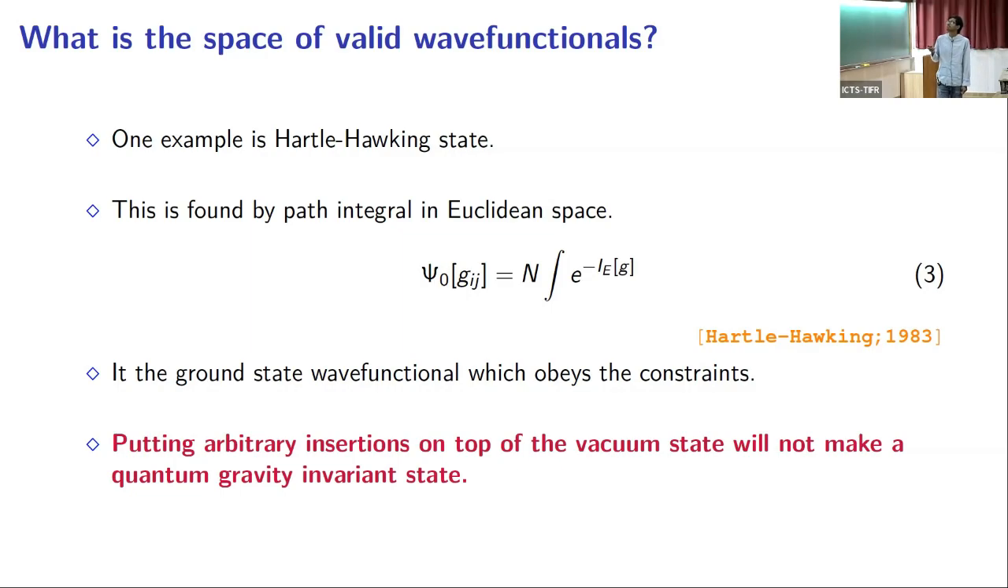One very simple example is the Hartle-Hawking state. In 1983, Hartle and Hawking proposed that you can do a path integral in Euclidean space to find the ground state. This is the usual prescription when you want to find the ground state of a field theory: we go to Euclidean space and do a path integral with some boundary condition, and then you can get the ground state. And this ground state wave functional obeys the Hamiltonian and momentum constraints. But what are the other states? If we put arbitrary insertions on top of this vacuum state, they will not necessarily make a quantum gravity invariant state. So what are the other states?